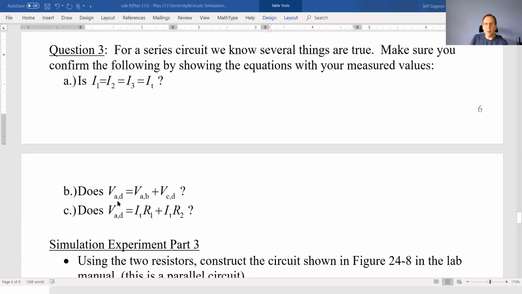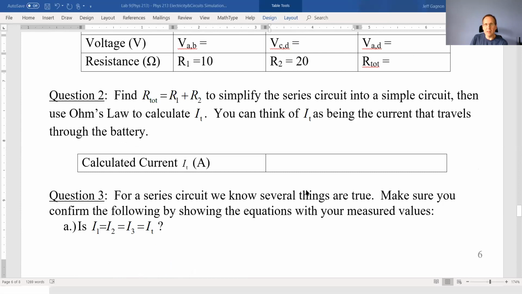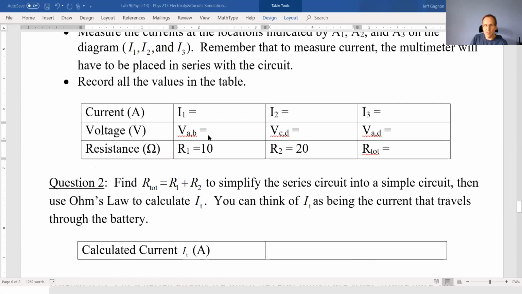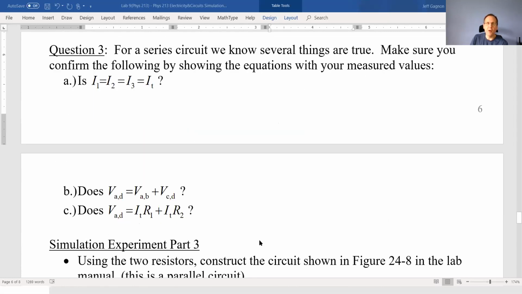Does the voltage drop across the battery equal the sum of the voltage drops across the two resistors, VAB plus VCD? Does that, if you sum those together, do I get VAD? So use your values and hopefully that will be true.